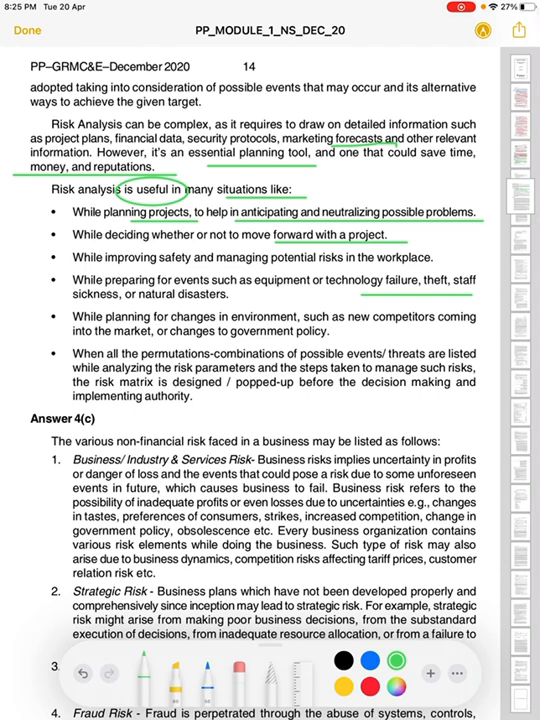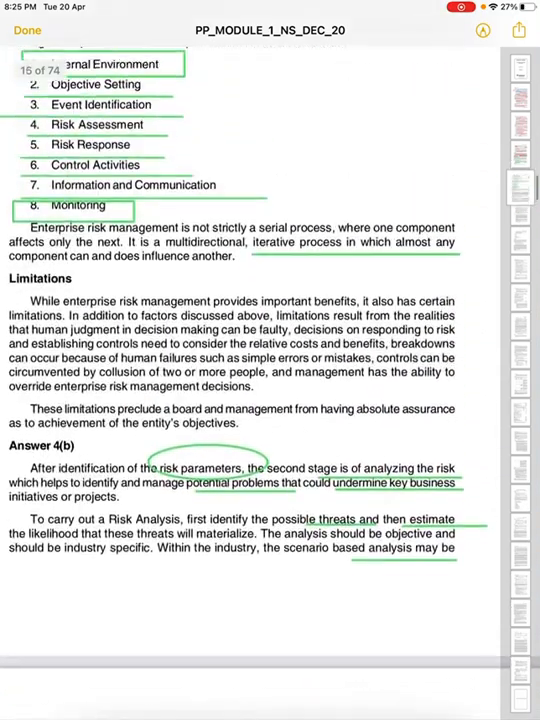Also, it is useful when we are planning for a change in the environment, such as a new competitor coming into the market or a change in government policies, when all the permutations and combinations of possible events and threats are listed, while analyzing the risk parameters and the steps taken to manage such risk. So these are all the steps and situations where we should analyze risk, and this risk analysis helps in these situations.